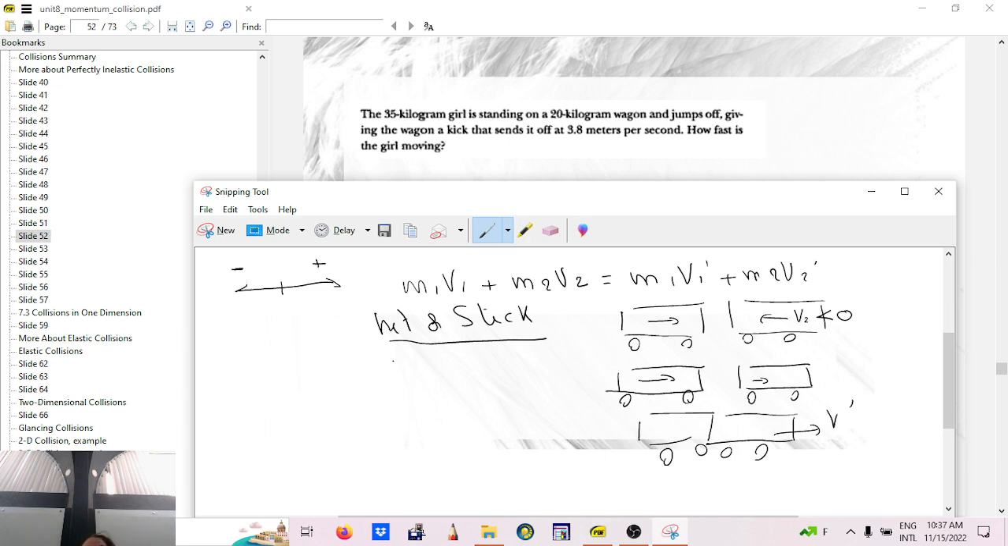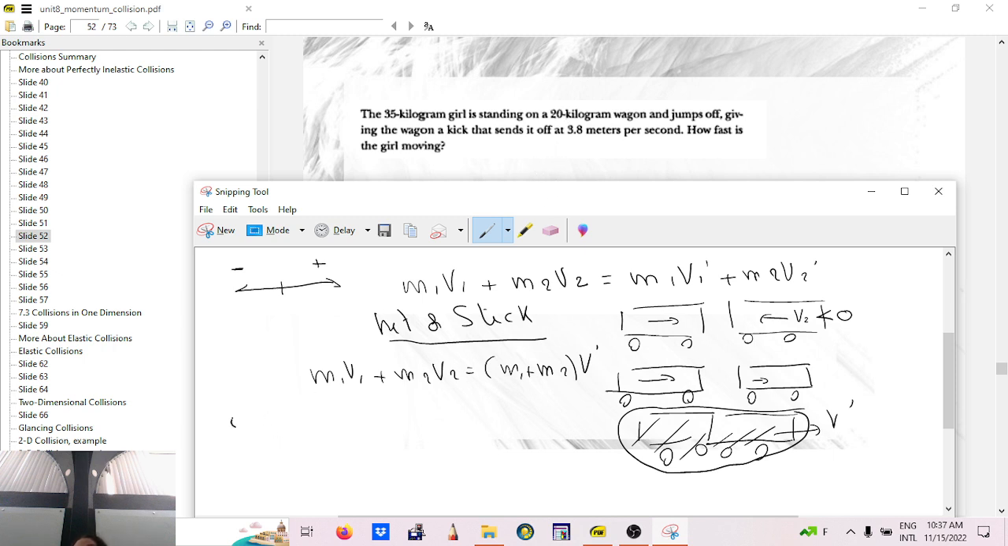So for hit and stick, you have M1 V1 plus M2 V2 before they collide with each other. It's hit and stick, so they are glued to each other. After, you're going to have M1 plus M2 times V prime. We did a lot of examples in the homework, so that's not hard. So that would be hit and stick.